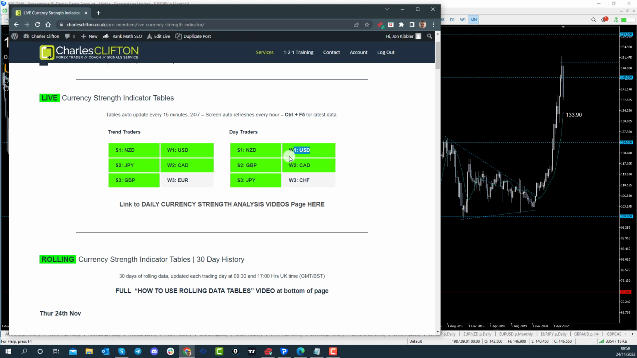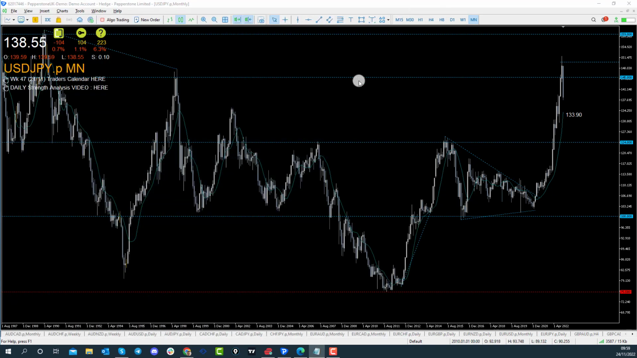I've had a look at all the pairs, and dollar yen is the one that's really standing out to me at the moment for a potential move to the downside. So let's go take a look at dollar yen.